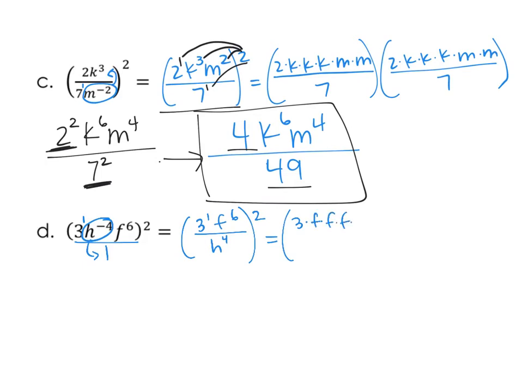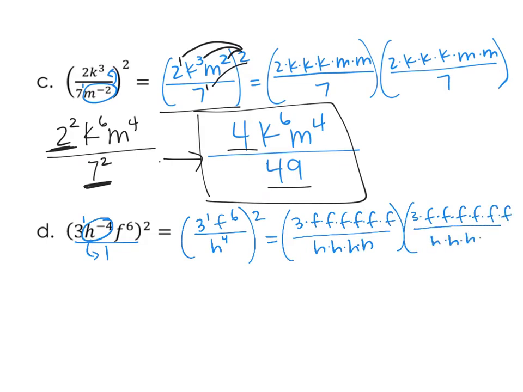So we have 6 f's, 1, 2, 3, 4, 5, 6 f's, and 4 h's. And that set of parentheses is happening 2 times. Okay, so on top we had a 3 times a 3, which would give us 9. And I have 1, 2, 3, 4, 5, 6, 7, 8, 9, 10, 11, 12 f's on top. And 1, 2, 3, 4, 5, 6, 7, 8 h's on bottom.